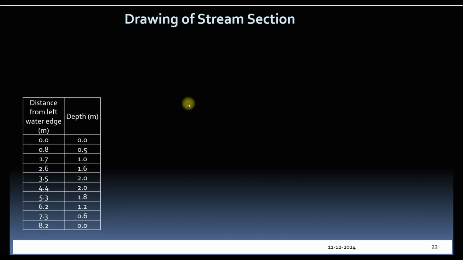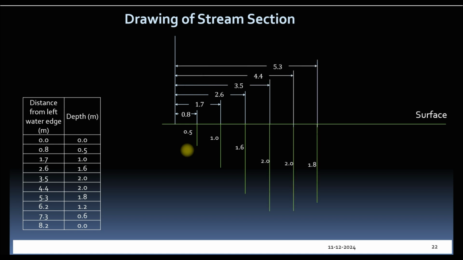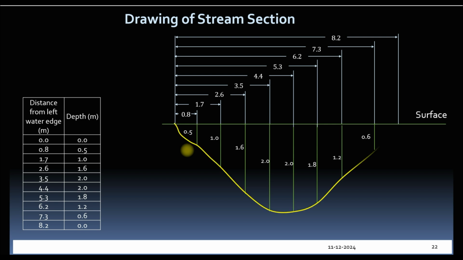Let's plot the stream profile from the given data. We'll use the first two columns for this. At 0.8 meter distance, 0.5 meter depth is given. At 1.7 meter distance, 1 meter depth is given. Similarly, we can plot all the verticals. Then we can join the endpoints of these lines to get the profile of the stream section.